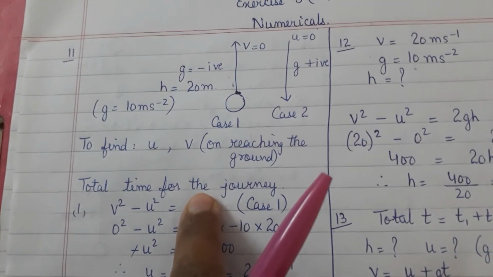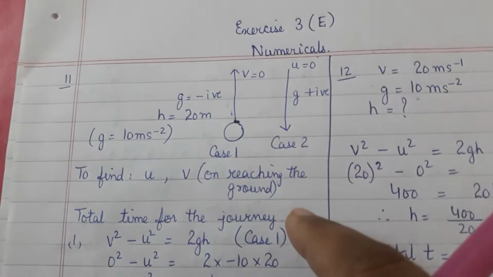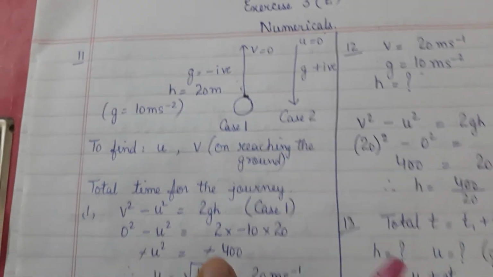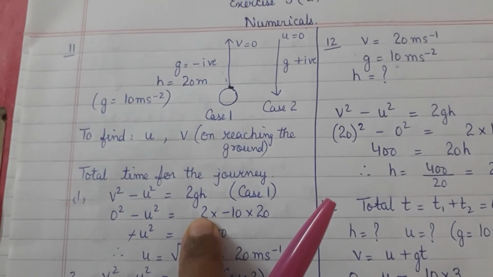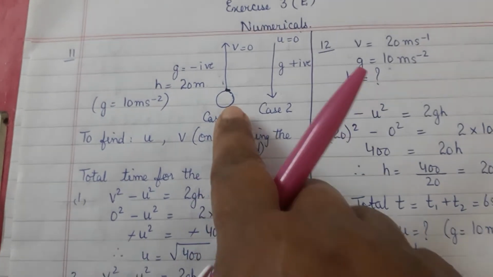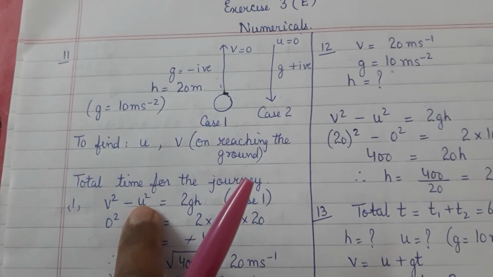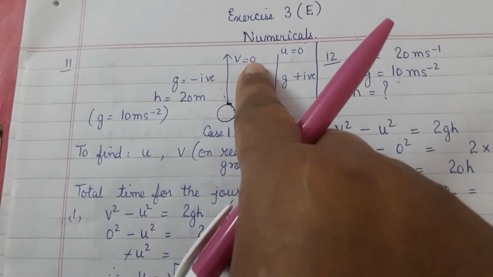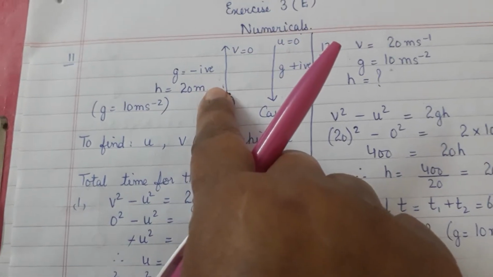And you're also supposed to find out the total time of the journey of the ball, that is going up and coming down, the total time, right? First of all, we use the equation of motion V square minus U square is equal to 2GH in case 1. Why do we use this equation, children? Because we need to find out the value of U. The value of V we know, and the value of G also we know, right? And H also is known to us.